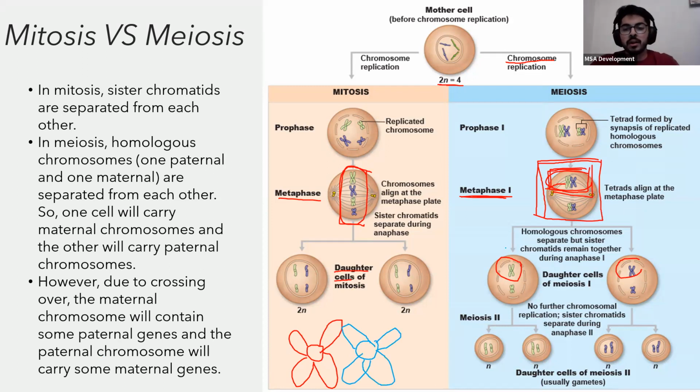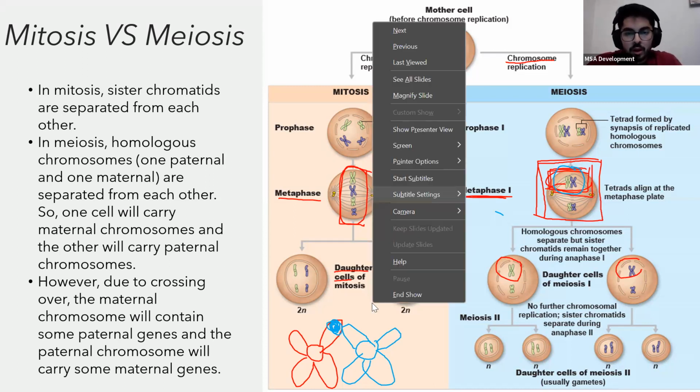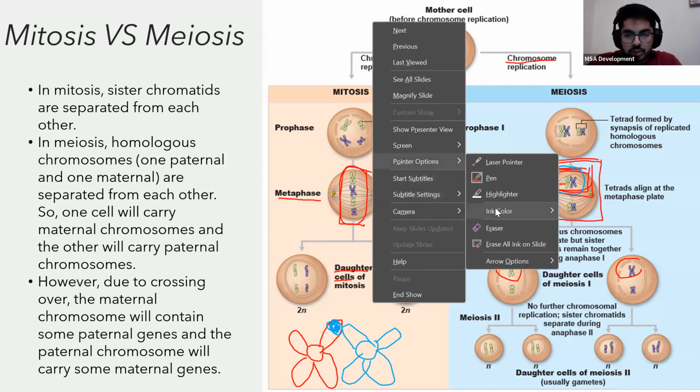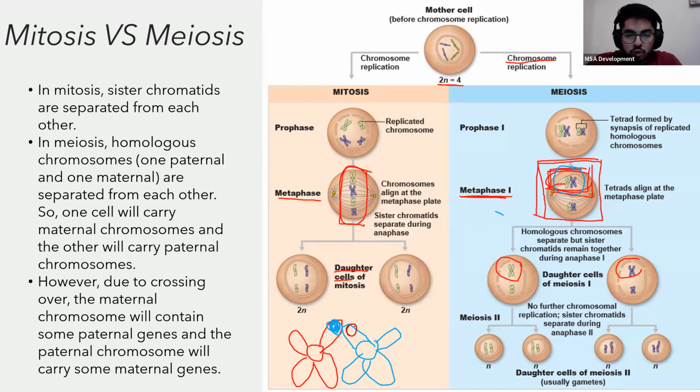While the two chromosomes are aligned in the middle there and waiting for the cell to divide, they're going to exchange some genetic information, okay? So the maternal chromosome is going to get some paternal genes, while the paternal chromosome is going to get some of the maternal genes. This exchange of genetic information between the two chromosomes is called crossing over. This is a very important process that helps in the genetic variation of the offspring, okay? Because it helps in increasing the variation, okay?